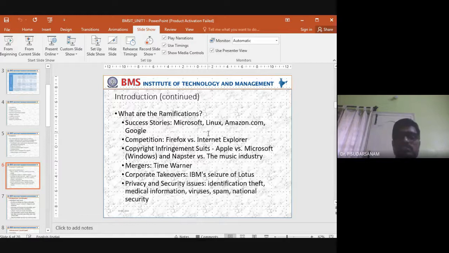Privacy and security is also important, along with identity theft. Suppose Amazon is sending from a center like Hyderabad or Bangalore, and we are in a village. When they are sending from Bangalore to the village, they have to take care even in between, wherever it is happening.